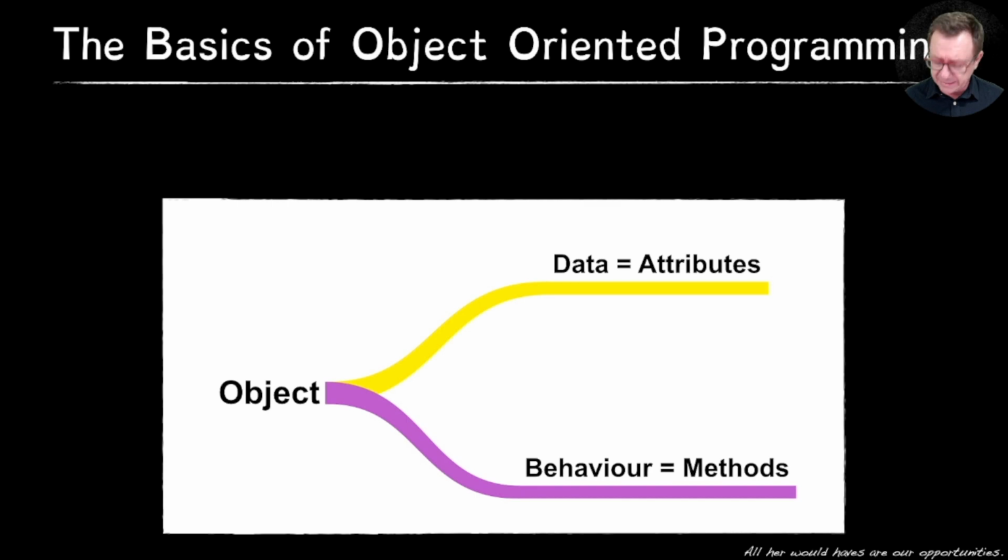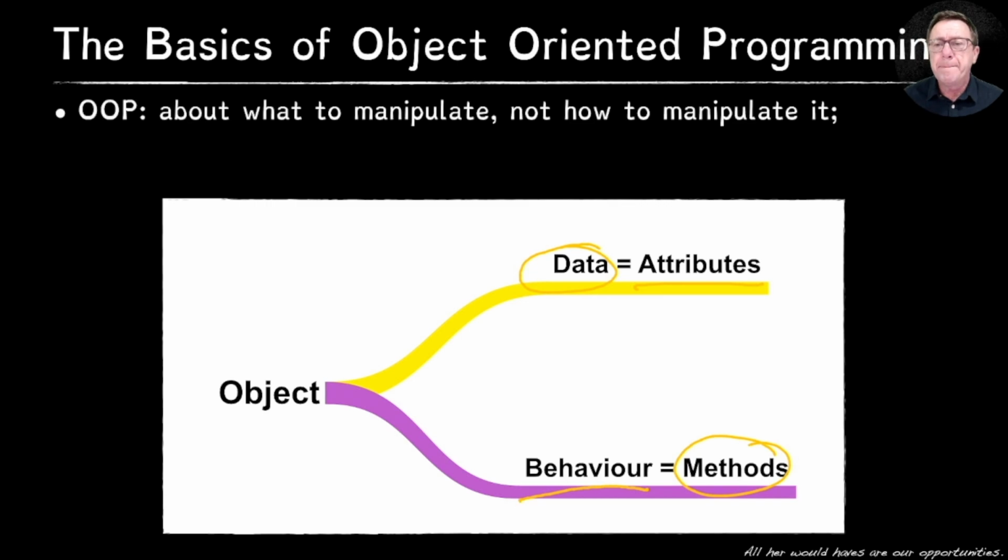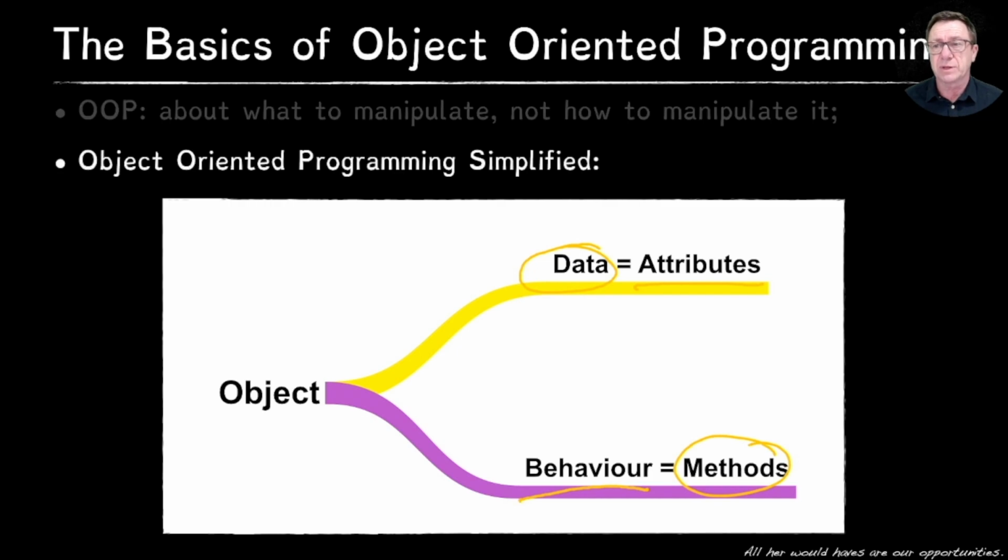When it comes to object-oriented programming, we have two basic things. An object is made up of data, and the data are the attributes. We also have the behavior of the object, which in our case are the methods. Pretty straightforward, I would think. We talk about what to manipulate, not how to manipulate, which is a really good thing when it comes to object-oriented programming. We're looking at what it is that we want to manipulate, not how we are going to manipulate it, though we do look at that at some point.